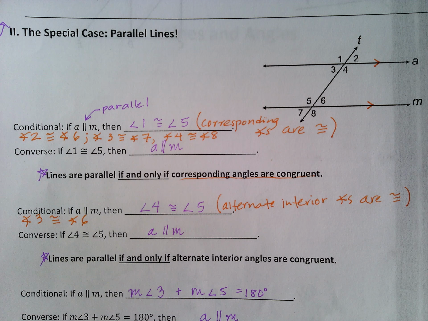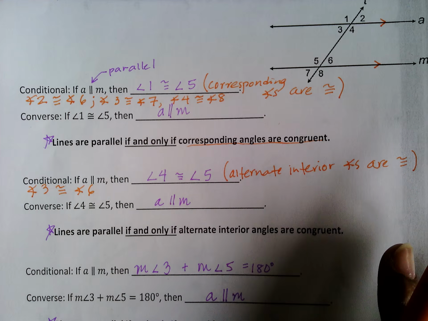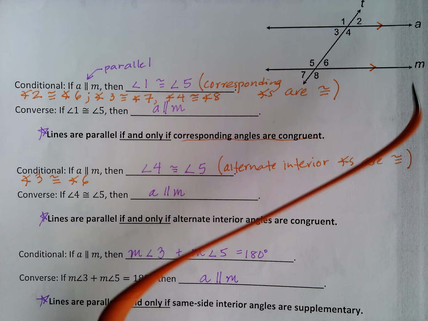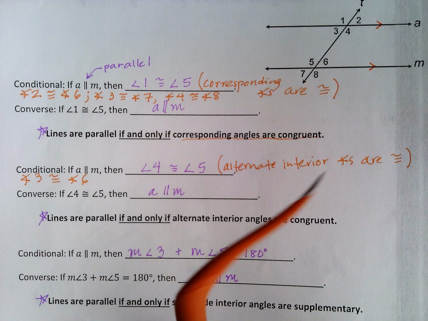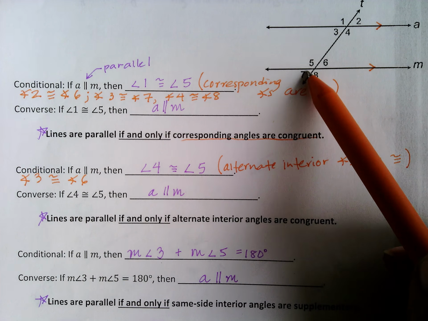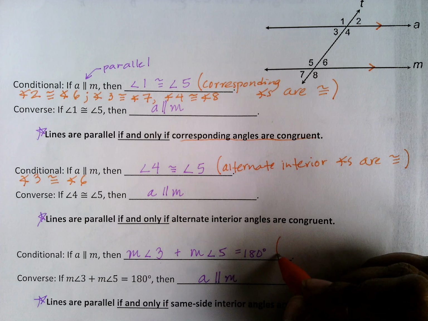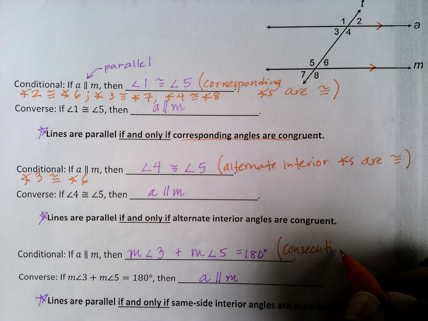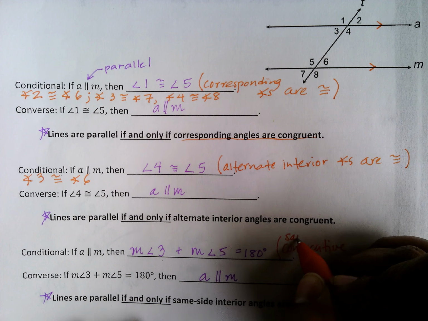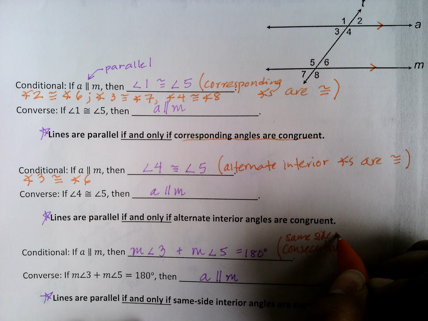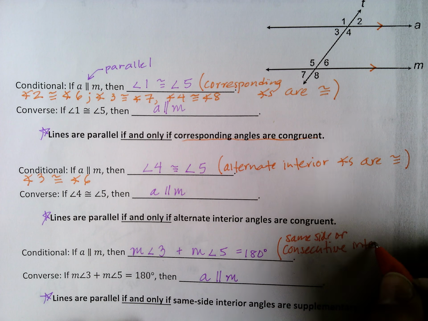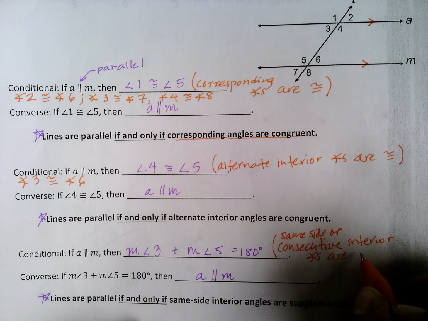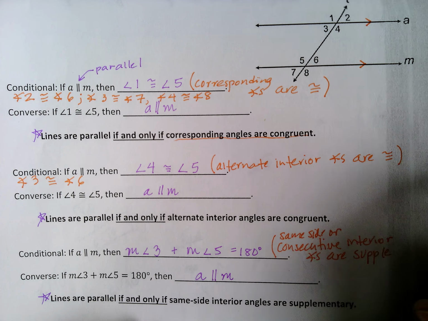And then the next statement: if A is parallel to M, then the measure of angle 3 plus the measure of angle 5 are equal to 180. What does that mean? Consecutive or same side interior angles are supplementary. Interior angles are supplementary, meaning they add up to 180 degrees.